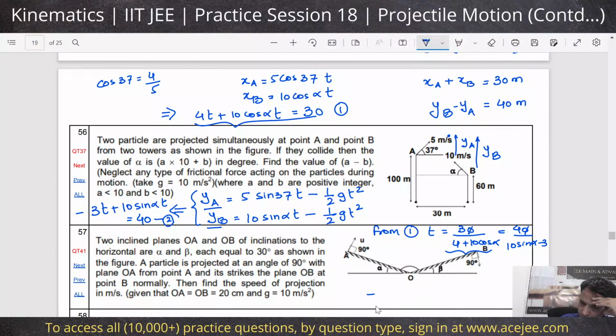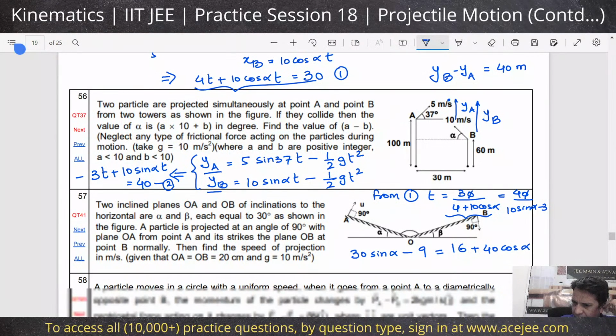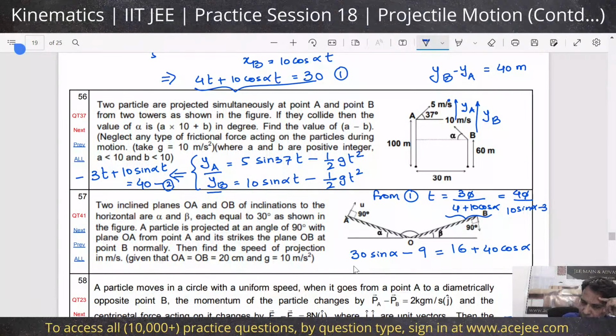Yes, sir. Okay. So from here, we will then have, I canceled out the zeros there. So we should have 30 sine alpha minus 9 is equal to 16 plus 40 cos alpha. Now, all of a sudden, things have taken a turn here. What do we get? So we get 30 sine alpha.